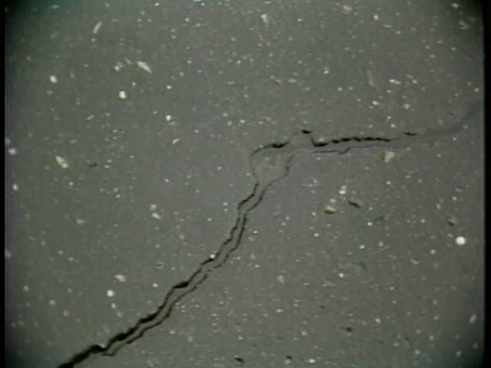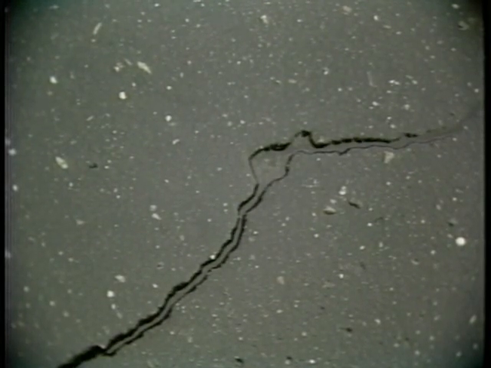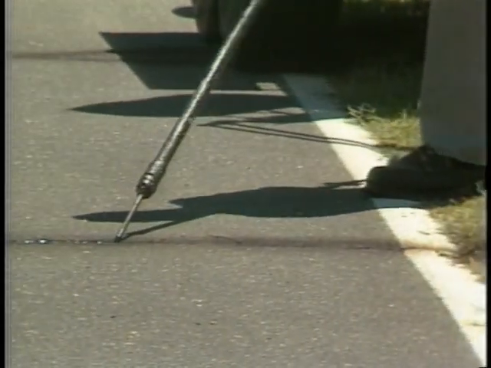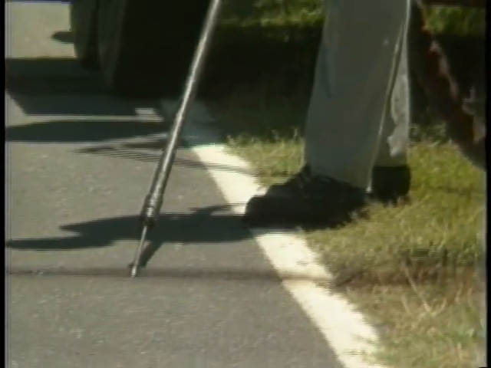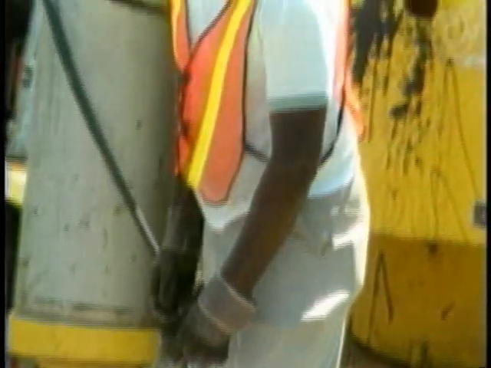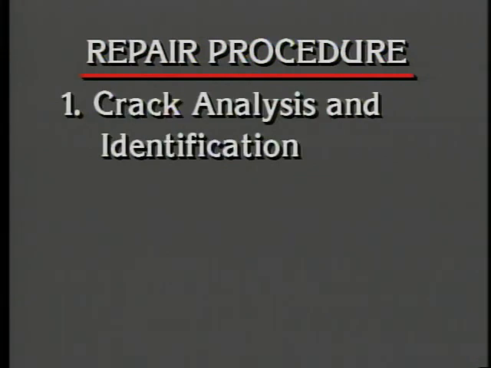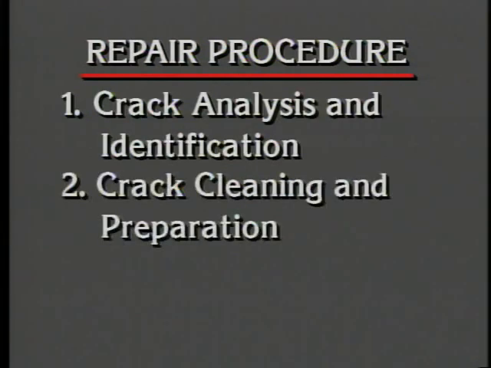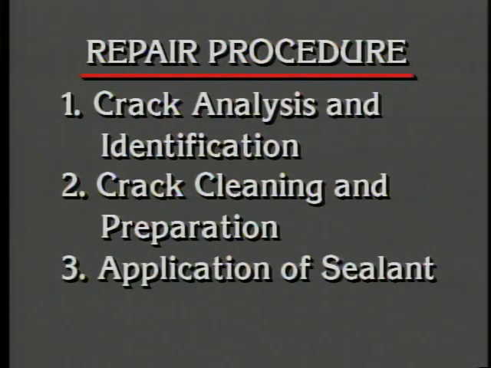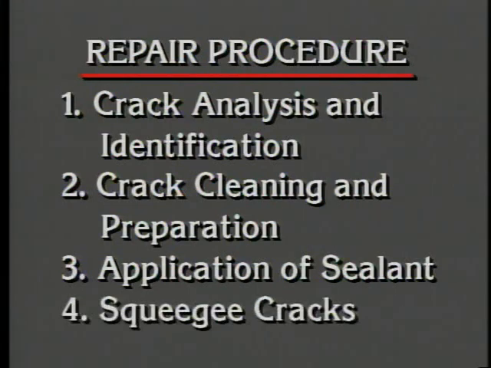The purpose of crack sealing is to prevent surface water infiltration and thus slow the rate of pavement deterioration. A 4-step procedure will be presented for sealing cracks. Following these steps will result in effective crack sealing and an extended pavement life. The 4 steps are: 1. Crack analysis and identification. 2. Crack cleaning and preparation. 3. Application of sealant. 4. Squeegee cracks.